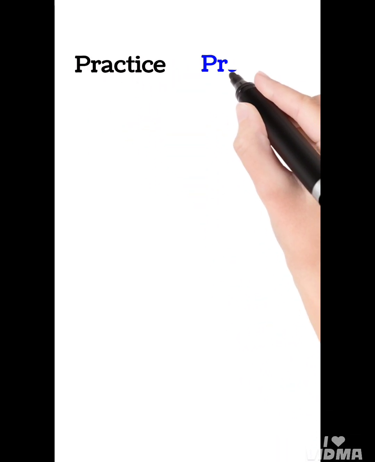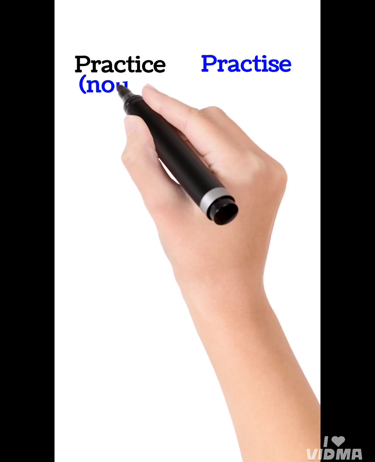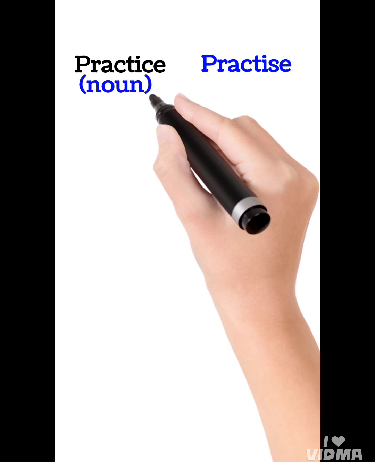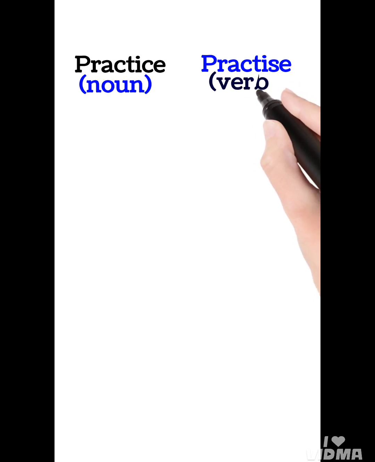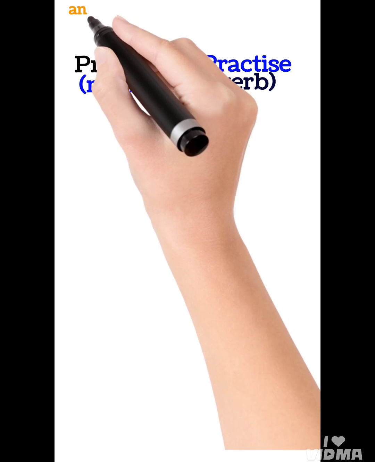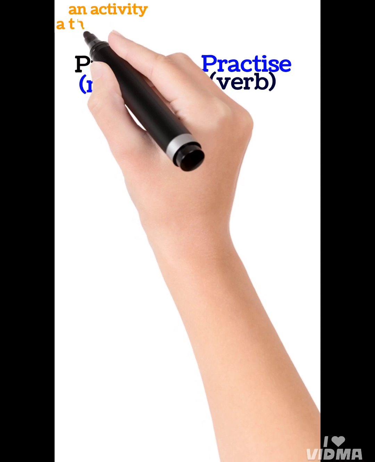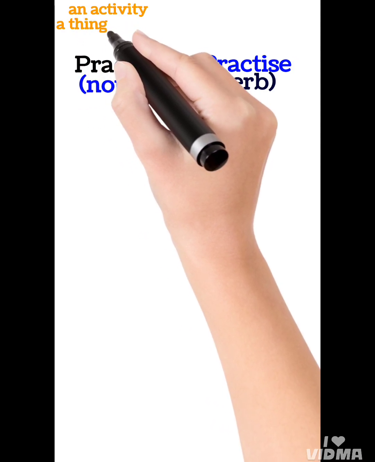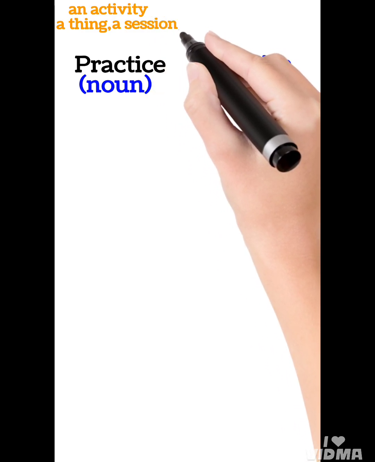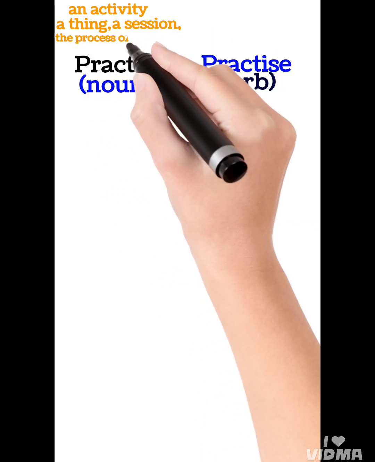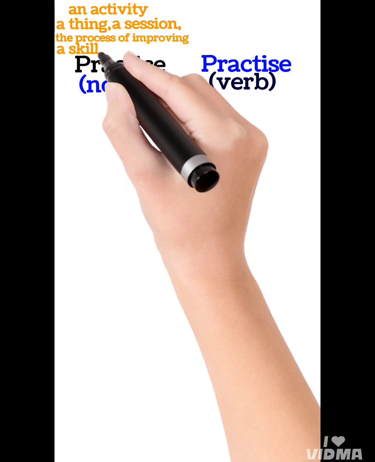Practice ending with C: C for concept, a thing, a noun. Practice ending with S: S for show action, it's a verb. Practice with C means an activity, a thing, a session, or the process of improving a skill. Let's see examples.